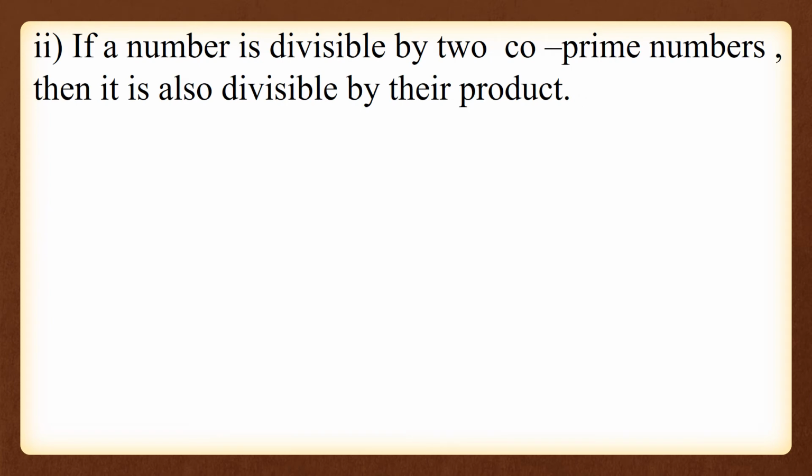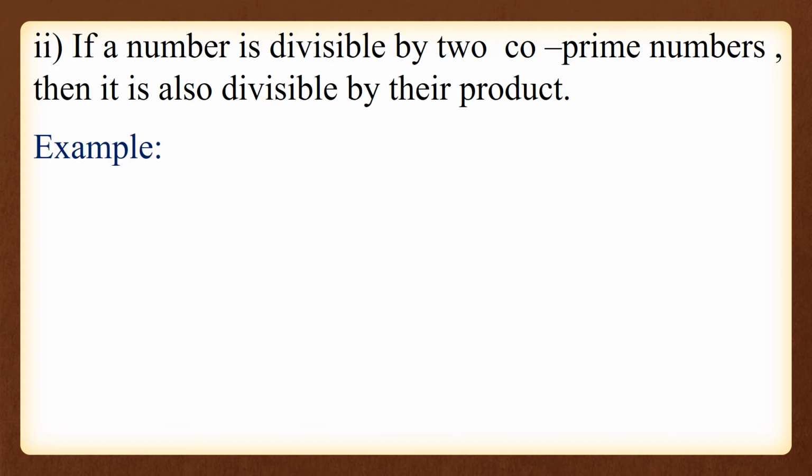If a number is divisible by two co-prime numbers, then it is also divisible by their product. What is co-prime? Two numbers are said to be co-prime if they do not have a common factor other than 1. So if a number is divisible by two co-prime numbers, then it is also divisible by their product.